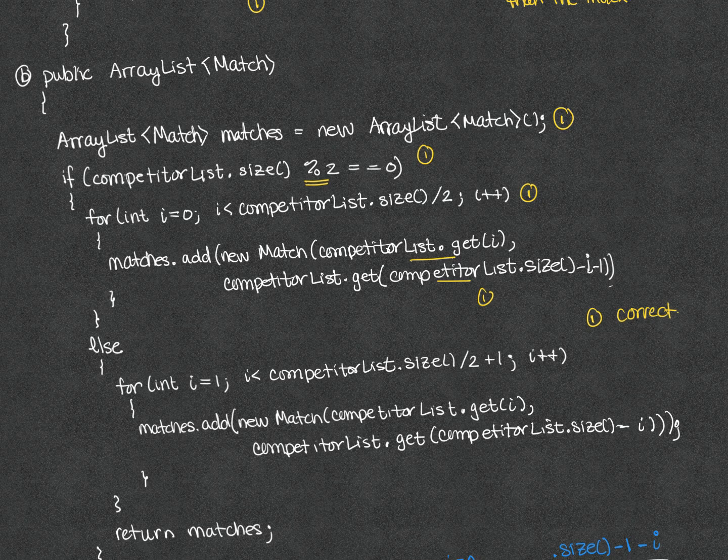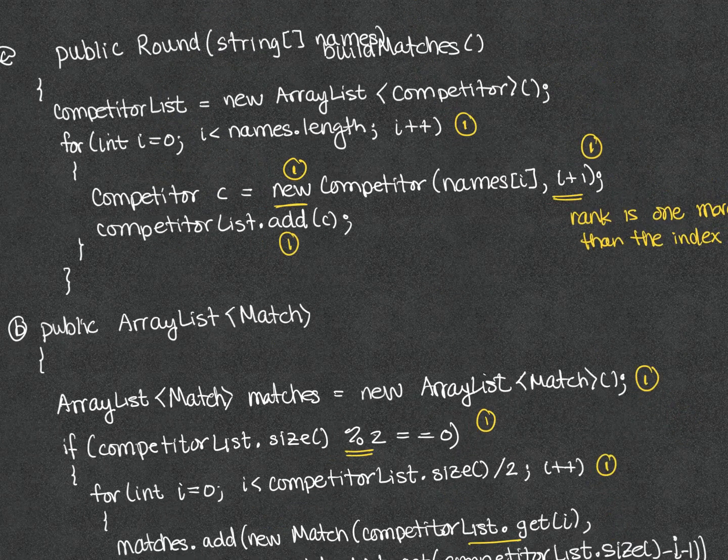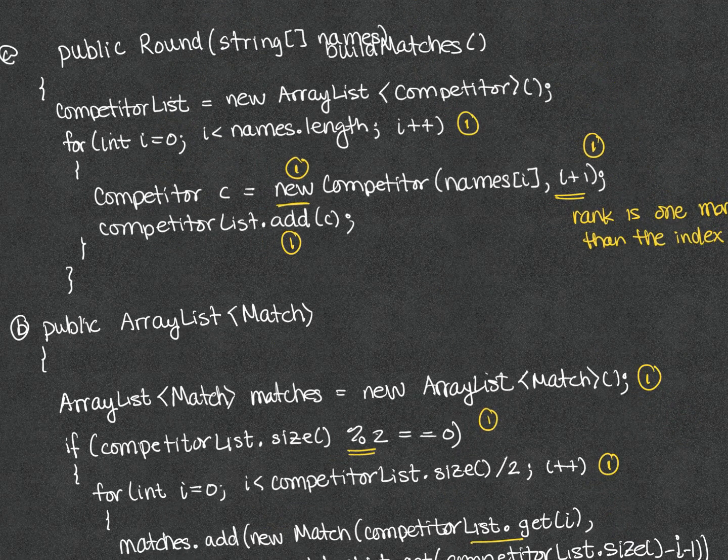So this was scored as the following. So part A was worth 4 points. 1 for traversing with no error bounds, 1 for using the new operator, 1 for noticing that the rank is I plus 1, if I is your index, and then adding it to the array list. So that was worth 4 points.